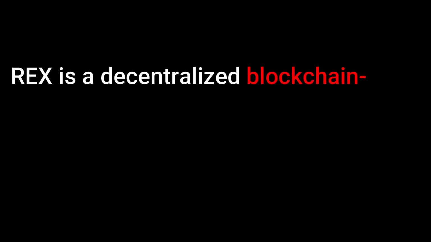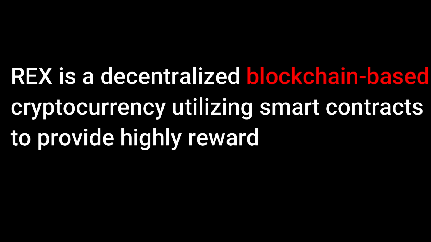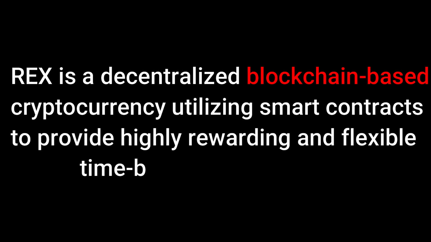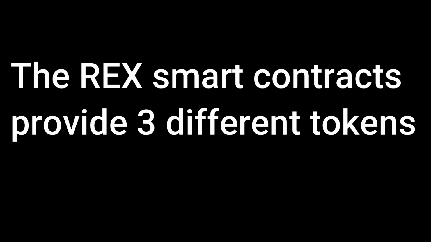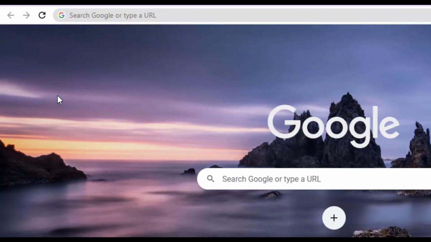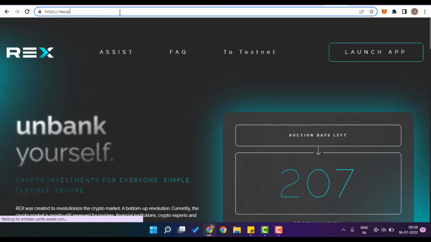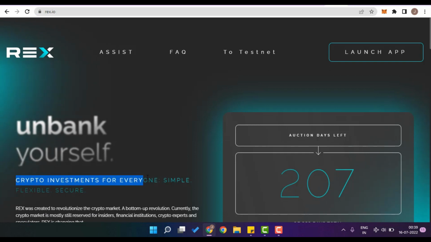Let us start the video with the question, what is REX? REX is a decentralized blockchain based cryptocurrency utilizing smart contracts to provide highly rewarding and flexible time-based investments. The REX smart contract provides three different tokens, first among which is the REX, TREX and MREX. Let us now have a look at the official website of REX, which is rex.io. You can see REX is a crypto investment for everyone because it is simple, flexible as well as secure.